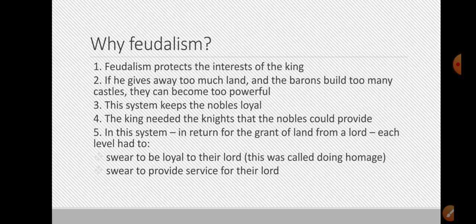So this was a system in which every social level depended on the one above. So basically everybody depended on the king directly or indirectly. Everybody was using the king's land, right? So in this social structure, the king was protected. The king got protection by everybody underneath. So this is why feudalism was the dominant system and protected the interest of the king.